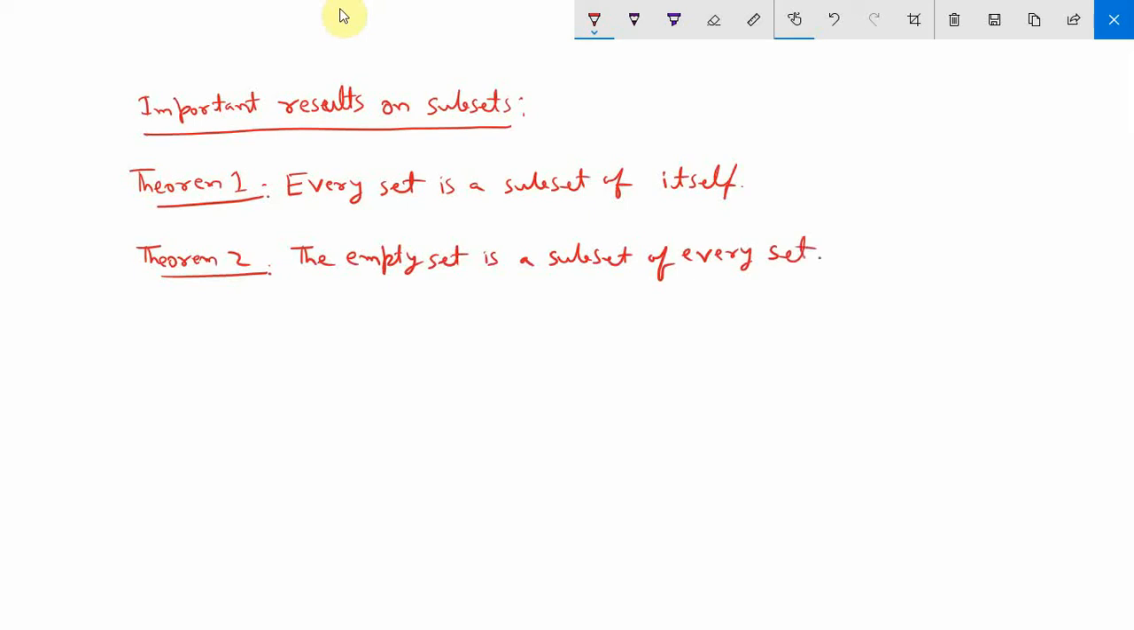See, if A is any set and phi is an empty set, so we can say phi is a subset of A, since phi contains no element, and every element of phi is an element of A also. So we can say every element of phi is in A, or phi is a subset of A.